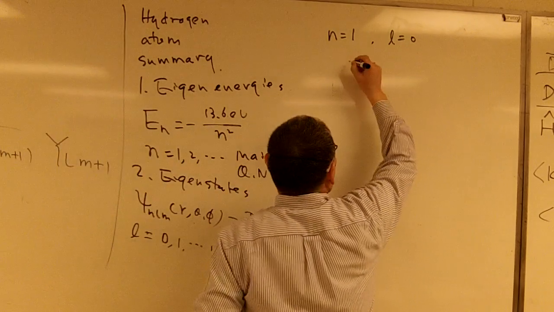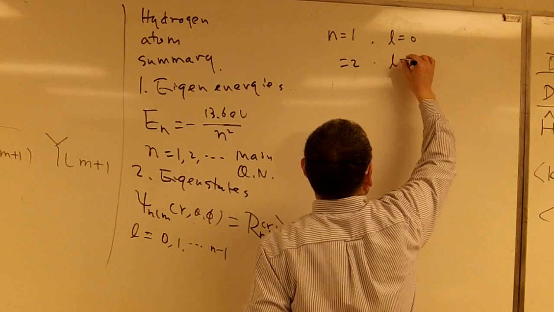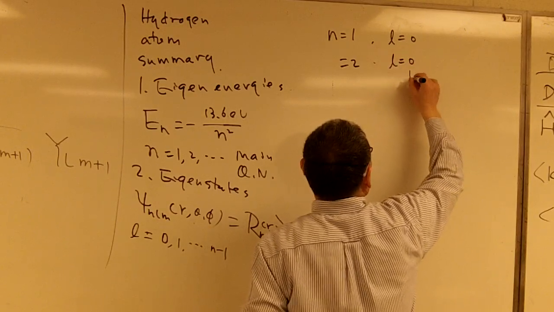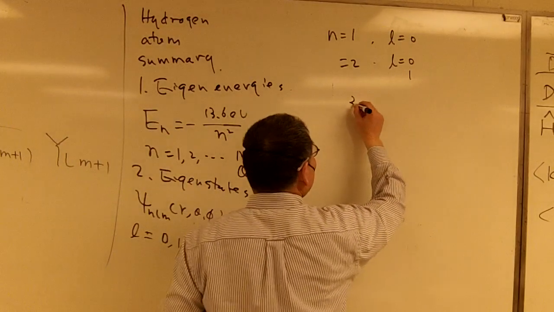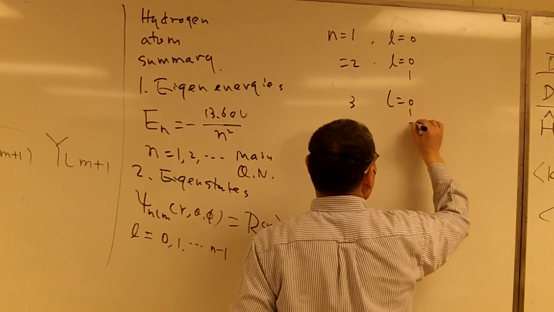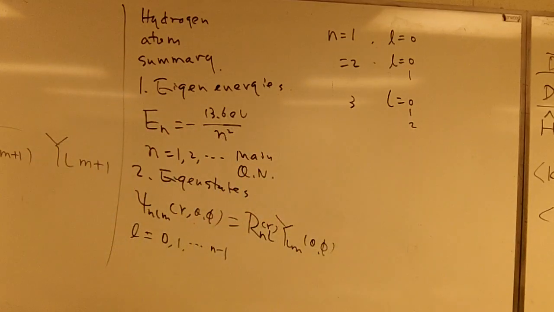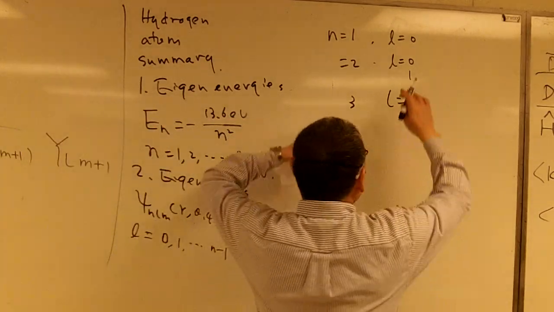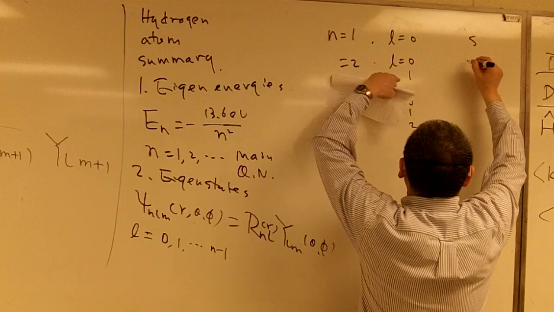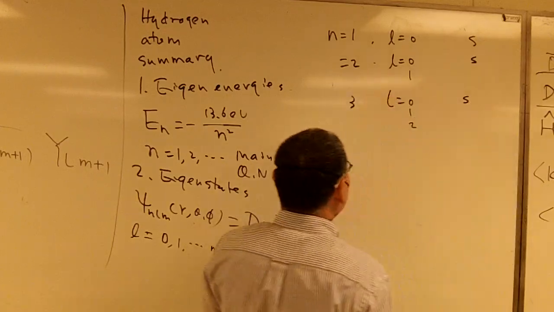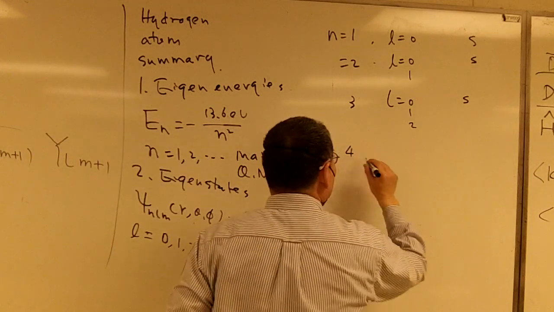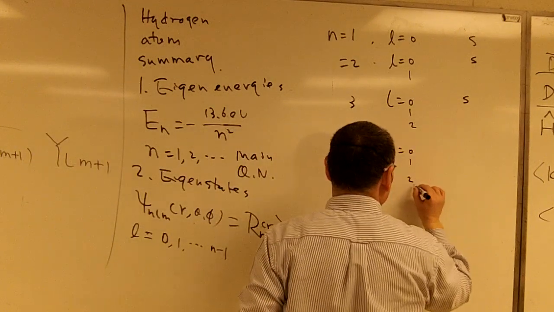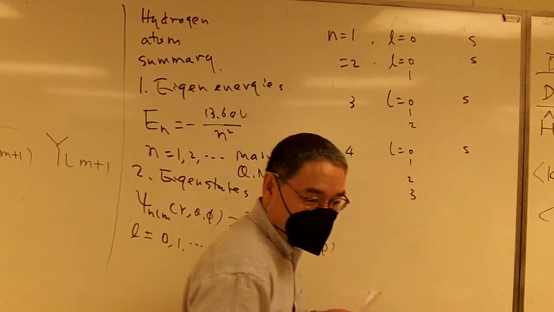And then, if n equals 2, then my L can be 0 and 1, like these two. If n equals 3, then L is 0, 1, 2, like these. So they are enforced by this one. But now, all the L equals 0 are s orbitals, and all these are s orbitals. Even if you have n equals 4, L will be 0, 1, 2, 3. This is our s orbitals.